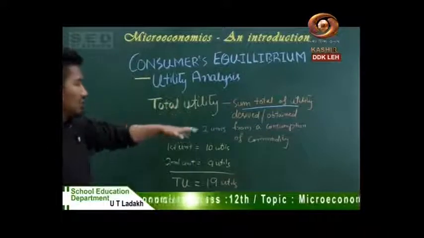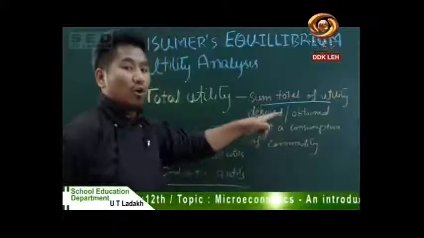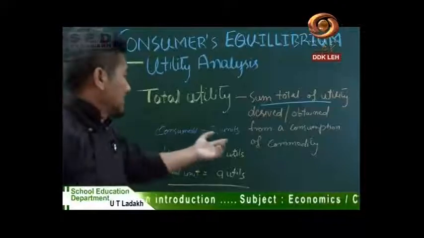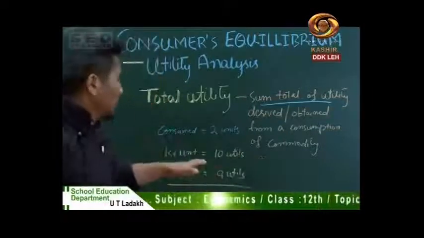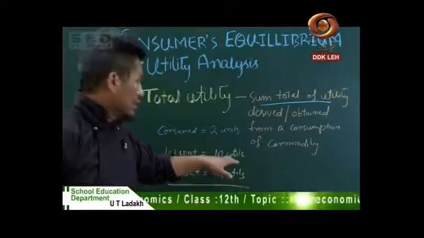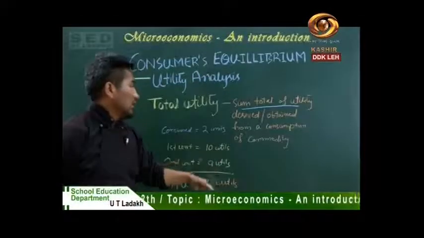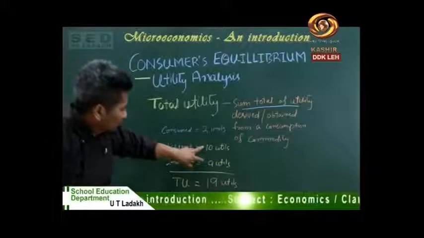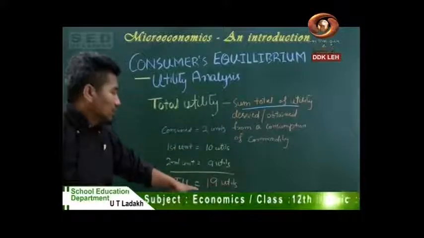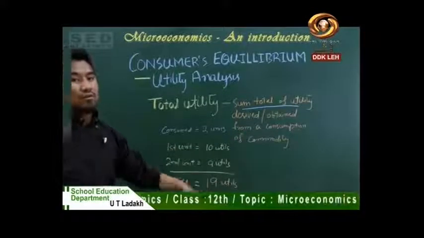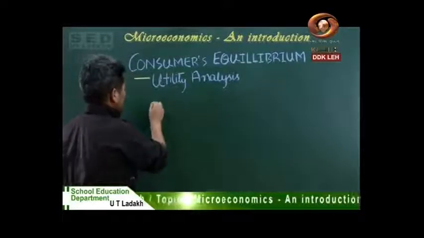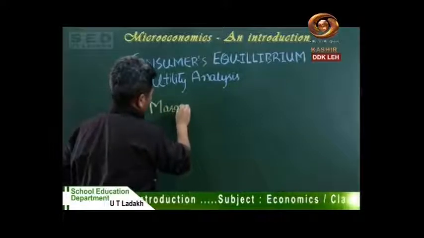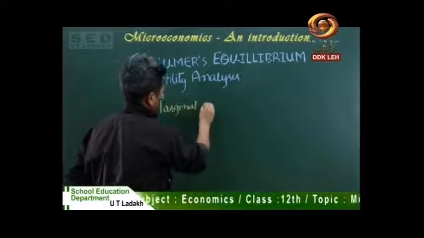So again, total utility is the sum total of utility derived or obtained from the consumption of a commodity. Say you are having 2 bananas. From the first banana you get 10 utils, and from the second banana you get 9 utils. Now what will be the total utility? Total utility will be the sum of both, that is 10 plus 9, which is equal to 19. Next, what is marginal utility? Marginal utility.